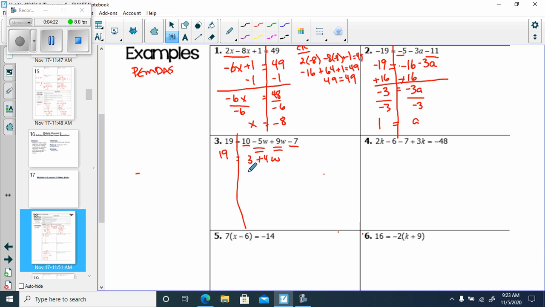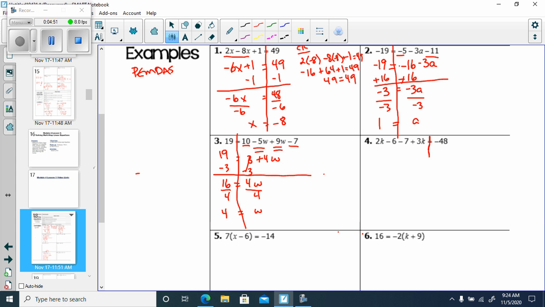Okay. Now I'm at a two-step equation. I just need to solve for the variable. The opposite of adding 3 is to subtract 3. I'm crossing the equal sign, so I do the opposite. 19 minus 3 is 16. This is gone. 16 is equal to 4 times w. 4 times w, the opposite of multiplying by 4 is to divide by 4. So w is equal to 16 divided by 4, which is 4.